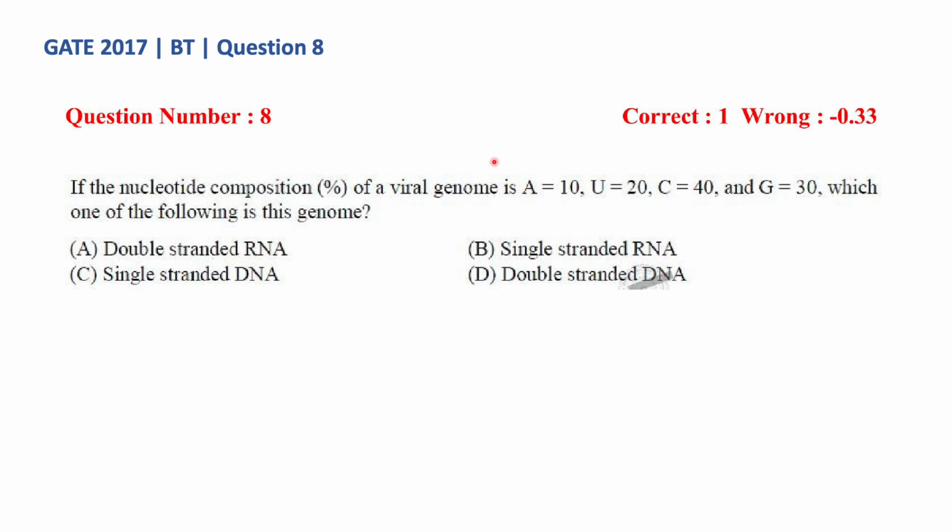We are looking at question number 8 from the GATE Biotechnology 2017 question paper. The question is: if the nucleotide composition, that is the percentage, of a viral genome is A equal to 10%, U equal to 20, C equal to 40 and G equal to 30, which one of the following is this genome? Option A, double-stranded RNA; option B, single-stranded RNA; option C, single-stranded DNA; and option D, double-stranded DNA.